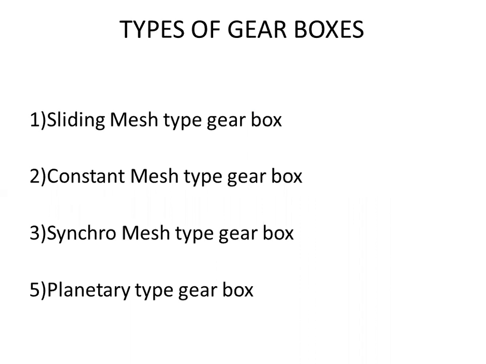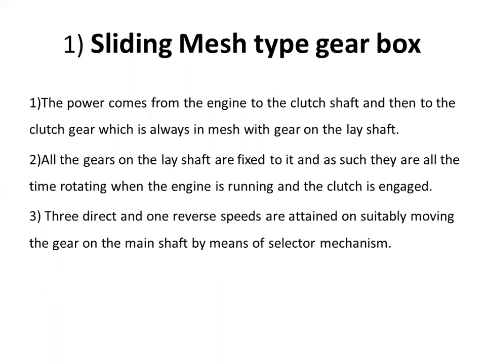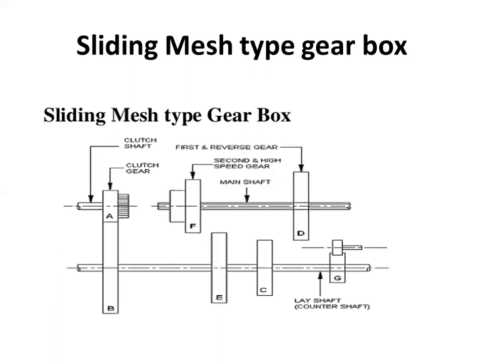There are various types of gearboxes. First is the sliding mesh type gearbox. Second is the constant mesh type gearbox. Third is the synchromesh type gearbox, and fourth is the planetary type gearbox. Okay, we can see them one by one. First is the sliding mesh type of gearbox.